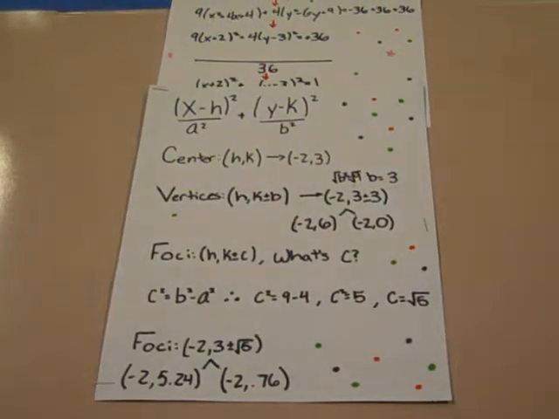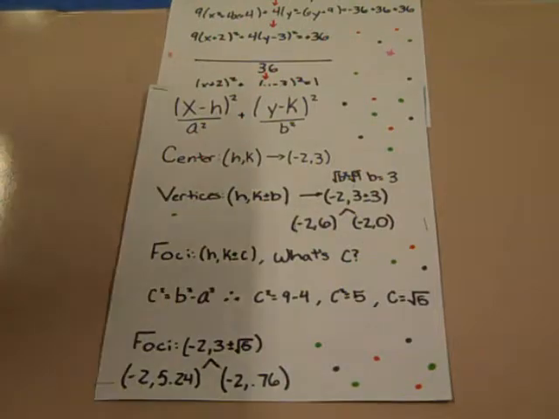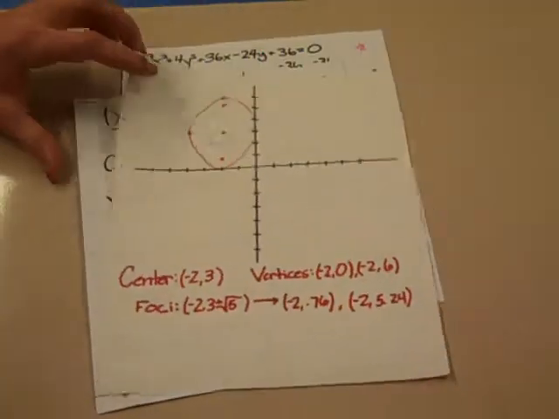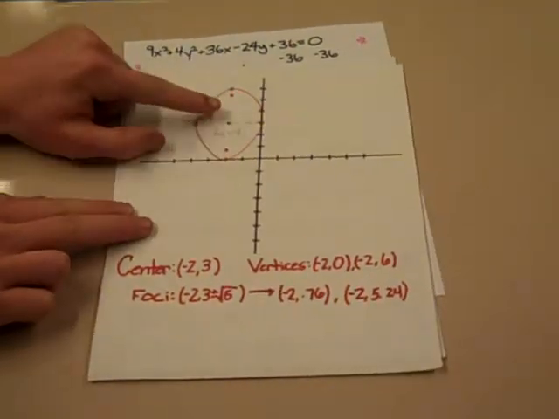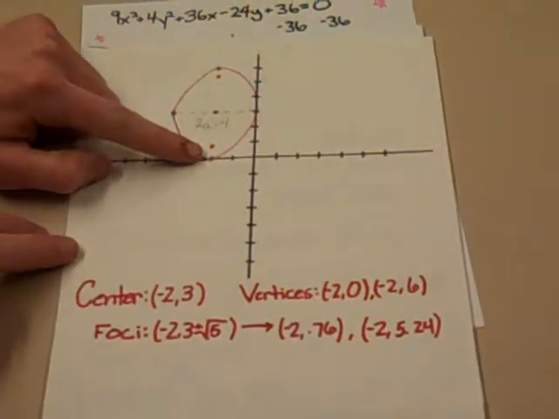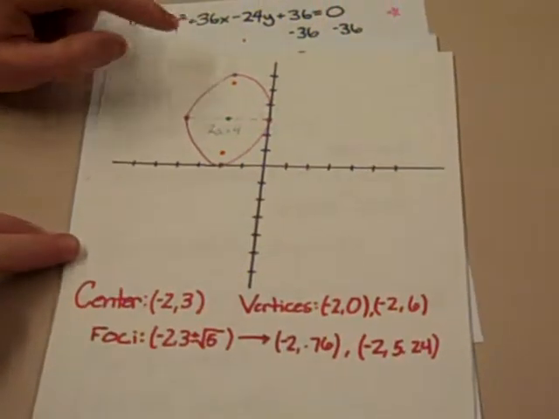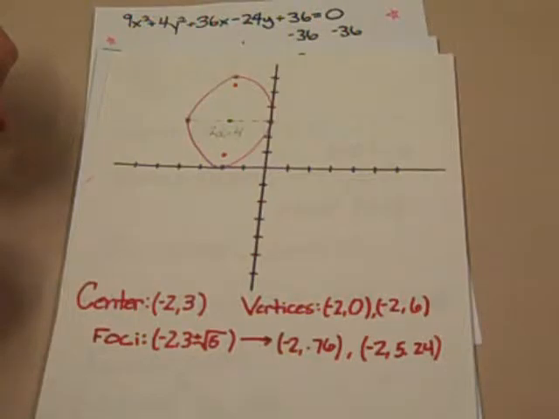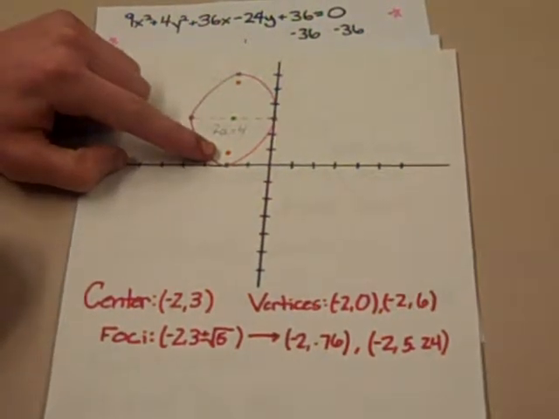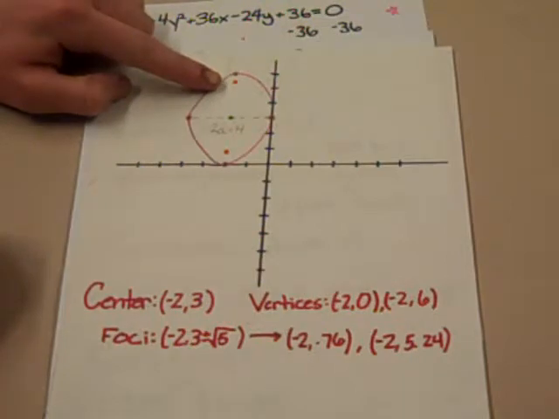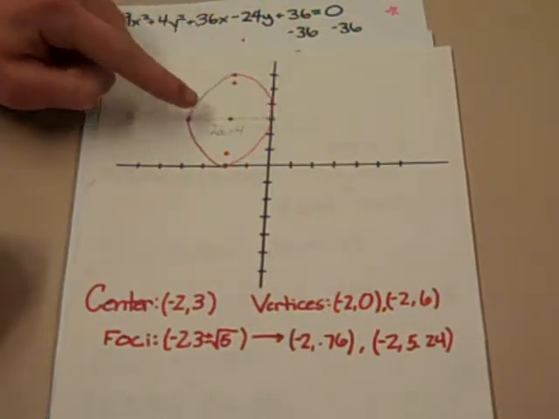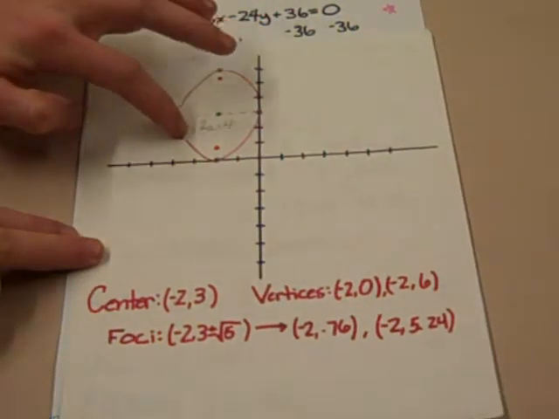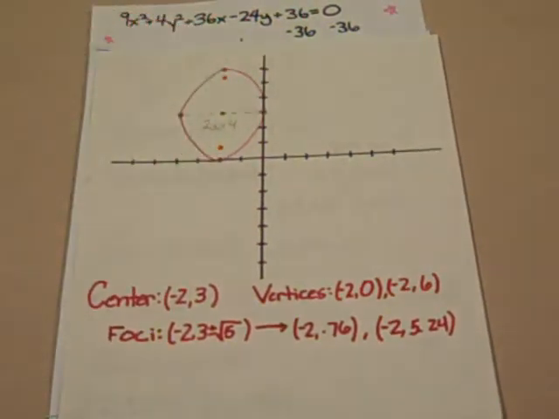Now it's time to graph. The center is (-2, 3), and the vertices are (-2, 0) and (-2, 6). The foci are (-2, 3) plus or minus square root 5, which is (-2, 0.76) and (-2, 5.24), and 2a equals 4. Now we can graph our ellipse. Yay!